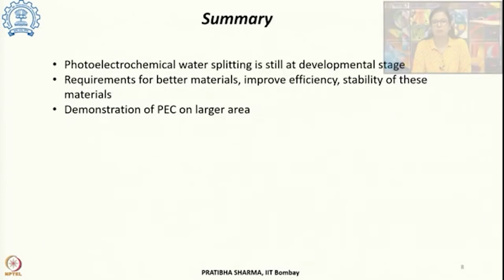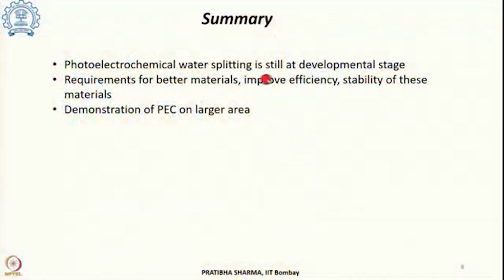So today we have seen very briefly the photoelectrochemical water splitting process, although there are several materials which have been looked at, and several properties and their morphology which have been studied in the literature, but this we have seen in very brief. Now this photoelectrochemical process is still at a very early, developmental level. The requirement is of better materials which could be stable enough, which have a better efficiency, and the demonstration of such photoelectrochemical cells on a larger area is required. At present this has been on very small scale laboratory development.